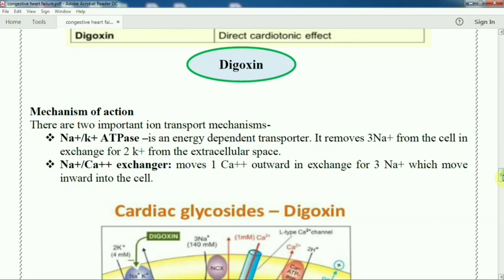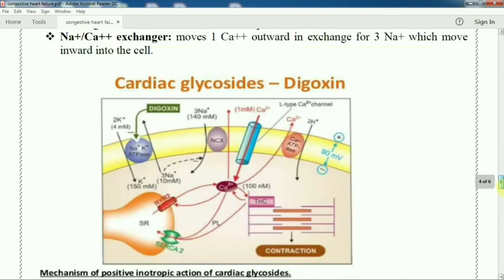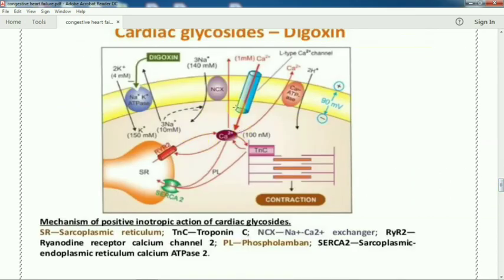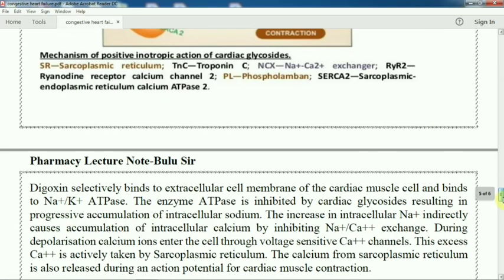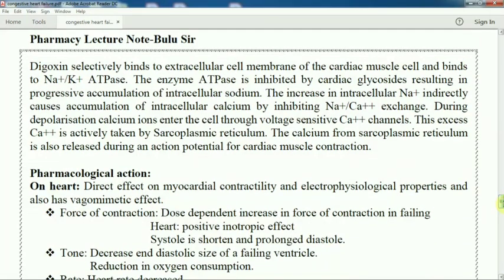So when the sodium accumulated, it accumulated the calcium also, and as a result the force of contraction increased. So this is the mechanism of action of digoxin. Now the pharmacological action on the heart: direct effect on the myocardial region, electrophysiological properties.